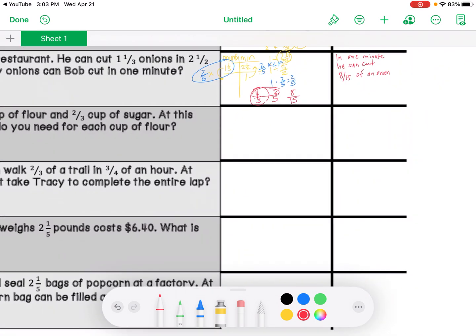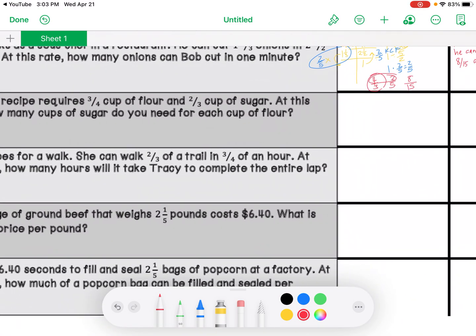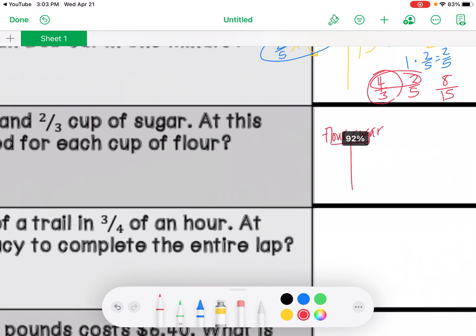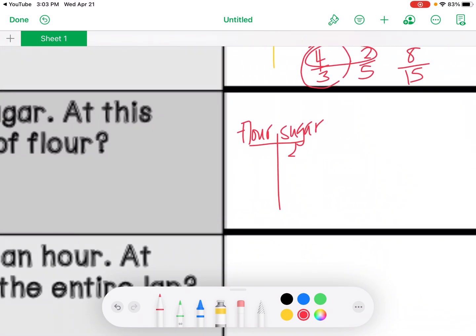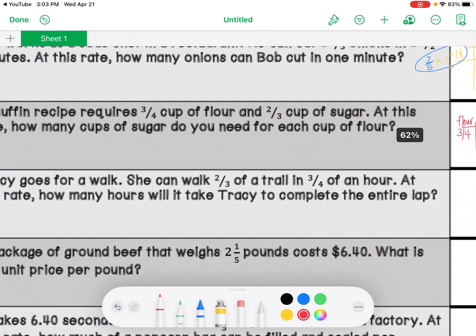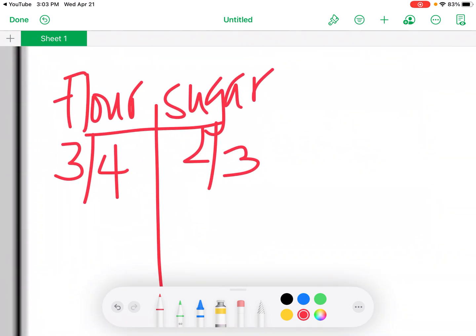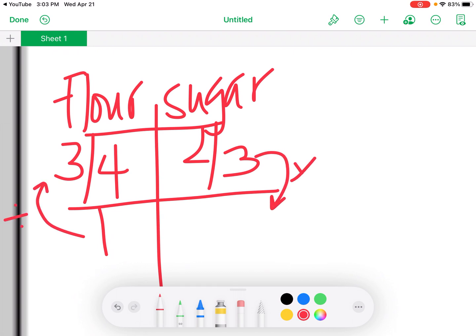We only have a couple more. It says a muffin recipe requires 3/4 of a cup of flour and 2/3 of a cup of sugar. So we're comparing flour and sugar. I know that I have 3/4 of a cup of flour. How many cups of sugar do you need for each cup of flour? I divide going up, multiply coming down.